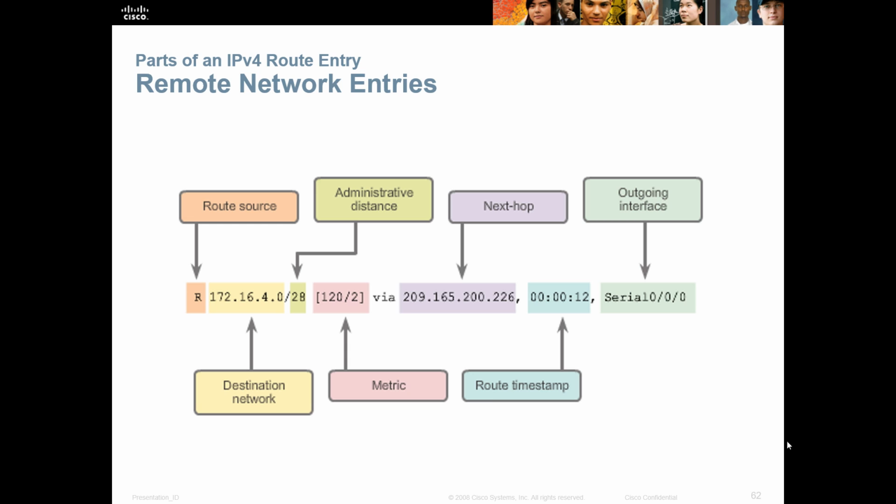So again, how we look at this is the route source, destination network, the administrative distance, the metric used, the next hop, the timestamp, and the outgoing interface, or the egress. That one you want to know because you want to know how to read the routing table. And again, route source, destination, administrative distance, the metric, the next hop, the timestamp, and the outgoing interface. This is super critical for knowing how to decode the routing table.